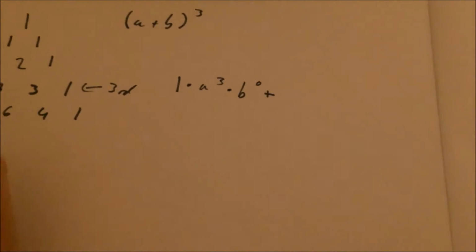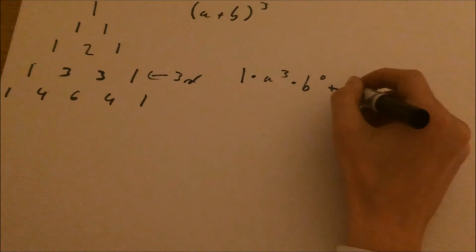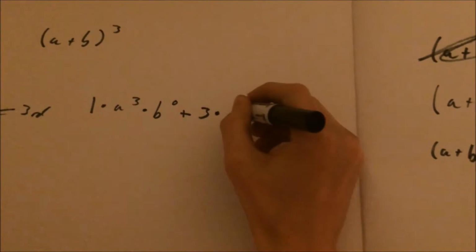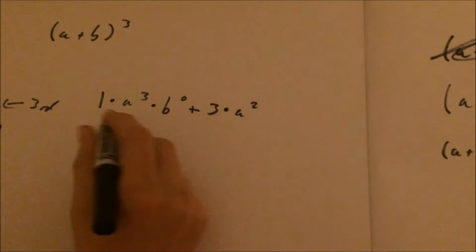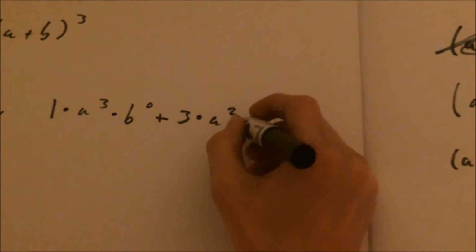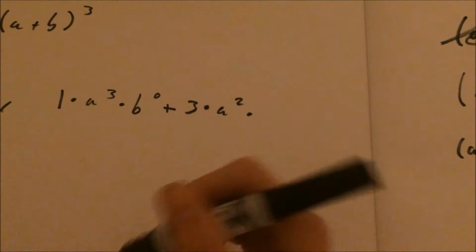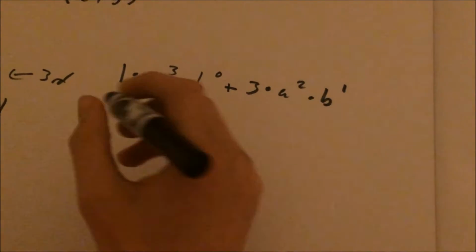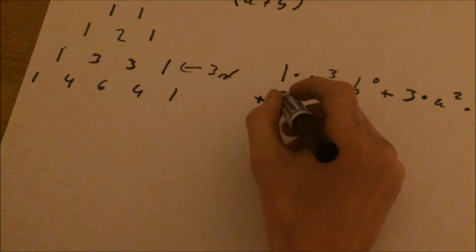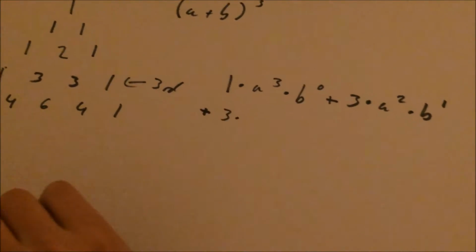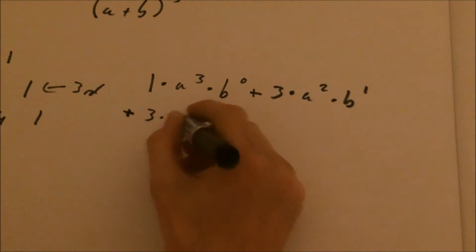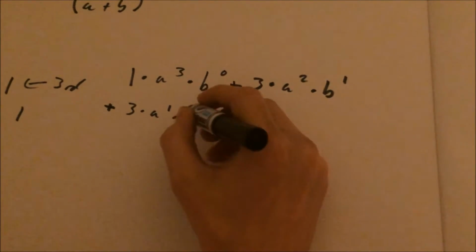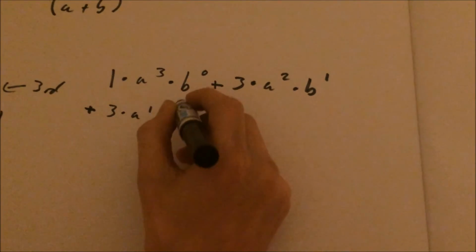The next term is, we have 3 of the next term, so 3 times, then we have the first number again, and raise it to 1 less than before. So 3 minus 1 is 2. And then the second number, we raise it to 1 more than previously, so b to the 1. The next term is again 3, so 3 times a to a power 1 less than before, so a to the 1. And b to the power 1 more than before, so b to the 2.